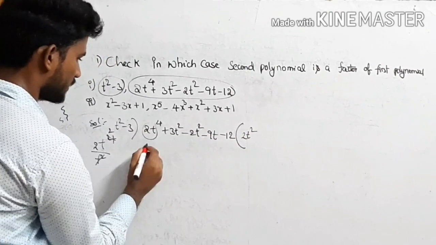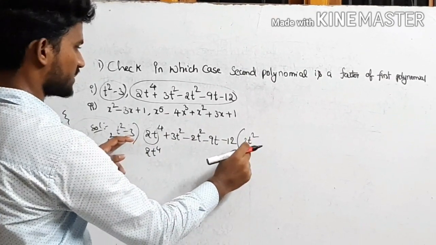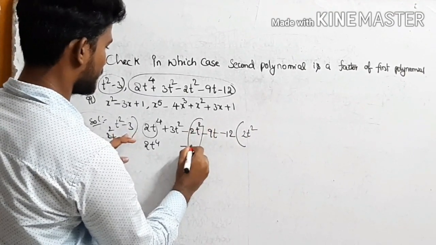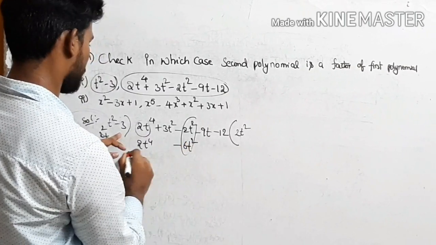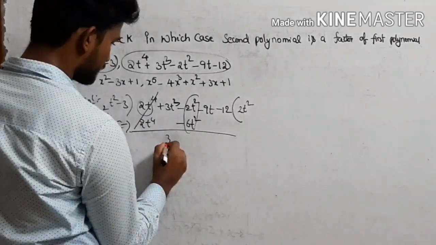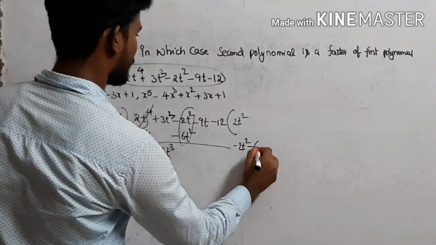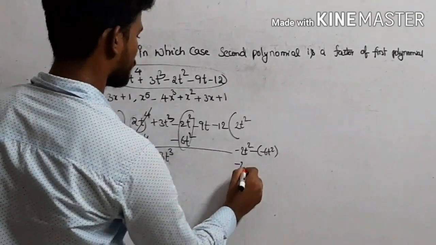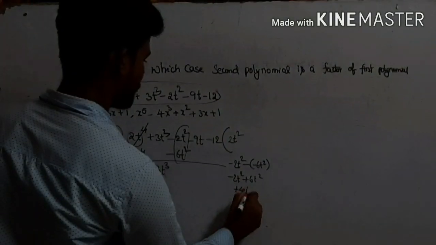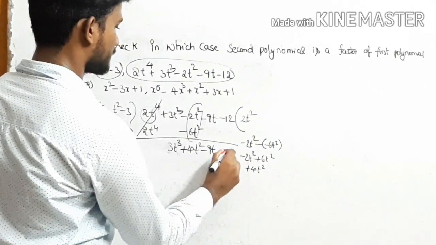t square into 2t square, then 2t power 4 minus 3 into 2t square, minus 6t square. In this one minus 6t square. By doing minus, this one cancels. This one as it is, 3t cube. This one is minus 2t square minus of minus 6t square, then minus 2t square plus 6t square, that is 4t square. This plus 4t square minus 9t minus 12.